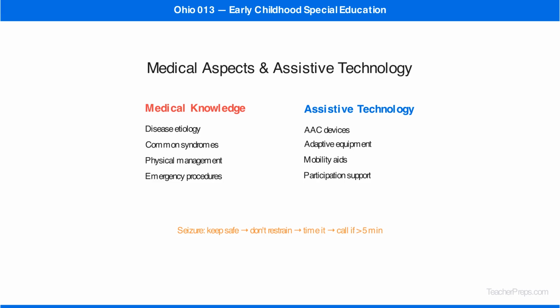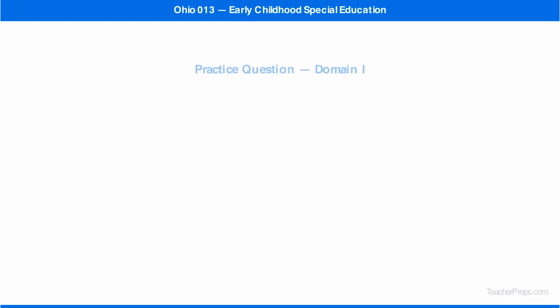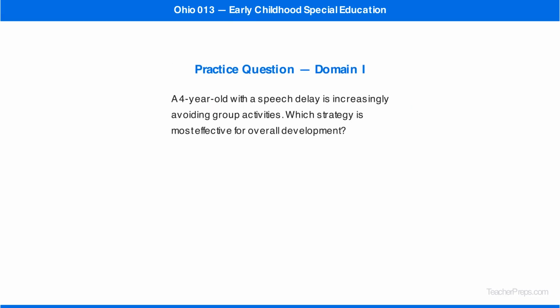Assistive technology is a key topic. This includes augmentative and alternative communication devices, adaptive equipment, and any technology that helps a child participate more fully in the learning environment. Let's do a practice question for Domain 1. A preschool teacher notices that a 4-year-old child with a speech delay is increasingly avoiding group activities and playing alone. Which strategy would be most effective for supporting this child's overall development?